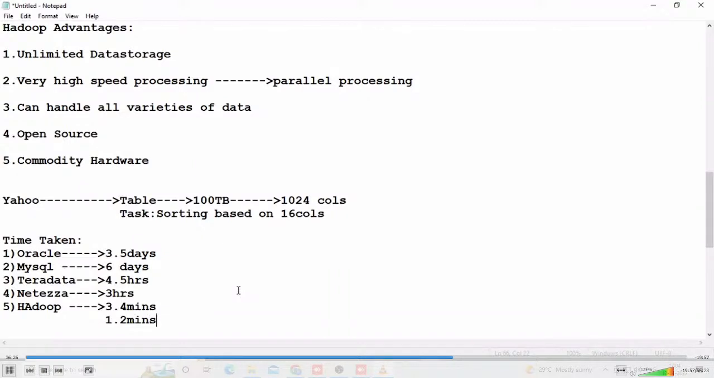But Spark has got very high speed compared to Hadoop, because of in-memory computation, memory level storage, and memory level processing, as you are going to see. So this is what Hadoop has proven in the market: from the processing point of view, very high speed, and from the storage point of view, unlimited data storage.